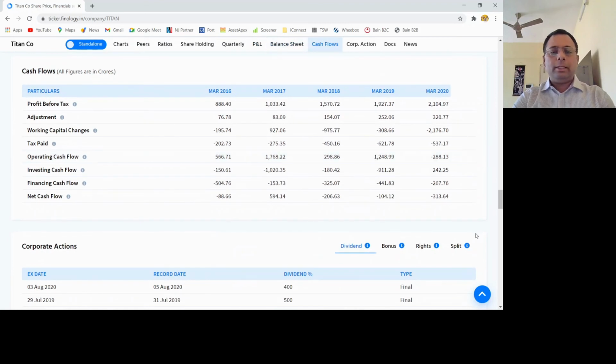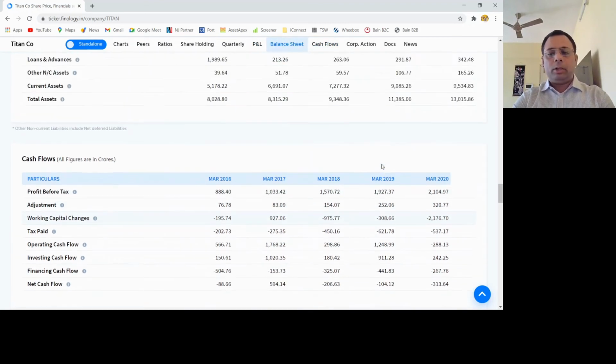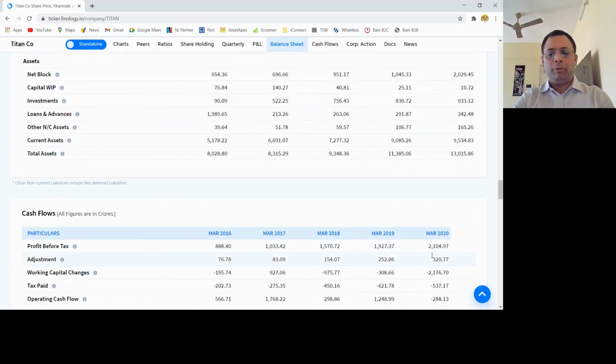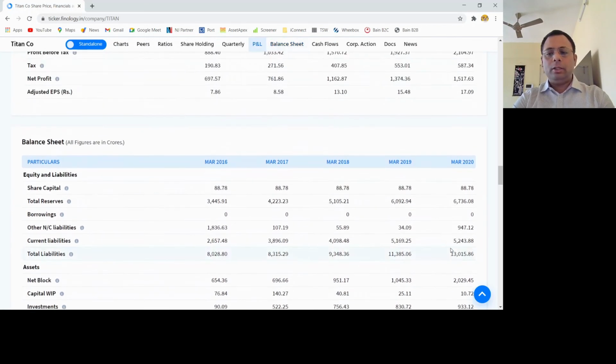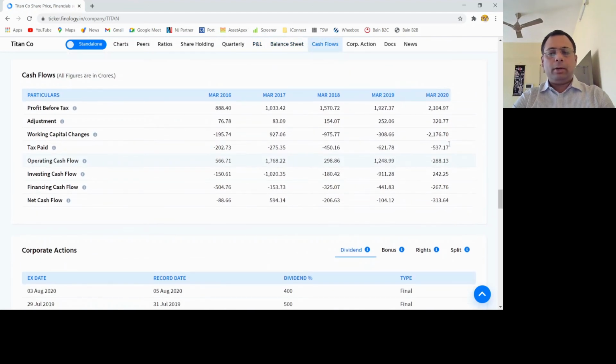Now let's see the interesting part, the cash flow statement. Okay, the same thing we saw here is the profit before tax of 2104, and it matches with this figure. Now if you see, there's an adjustment being made, and working capital changes have increased. So basically they probably need to borrow to meet their working capital needs, and the tax paid, the actual tax paid, is also reducing.